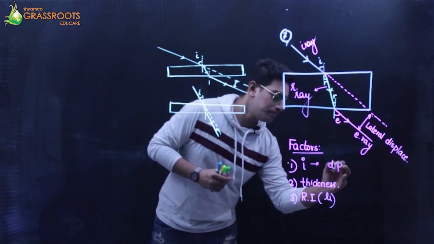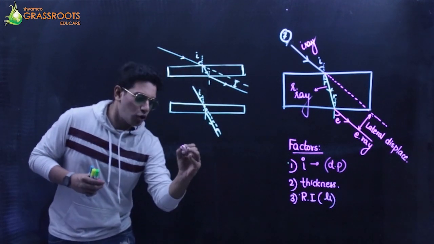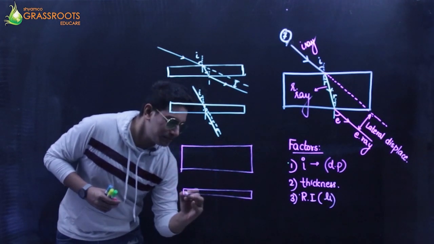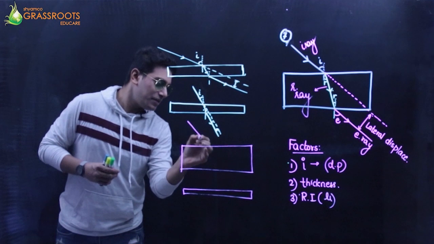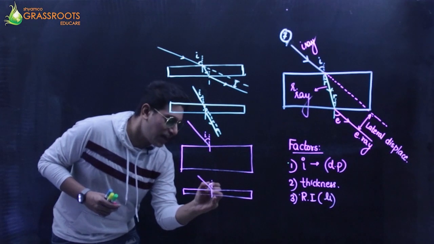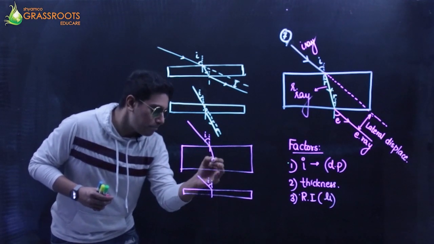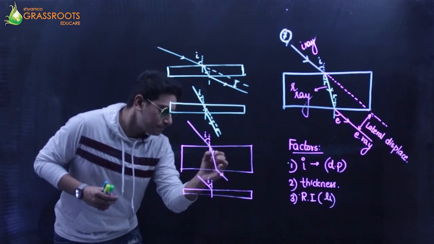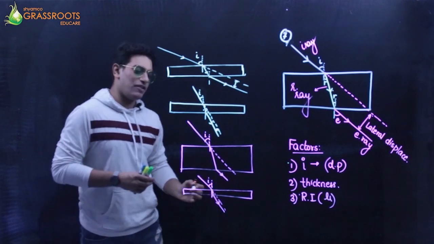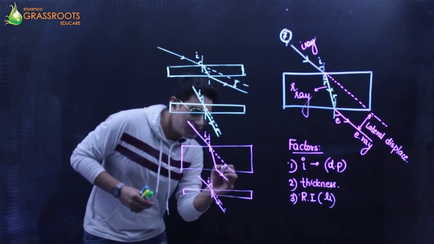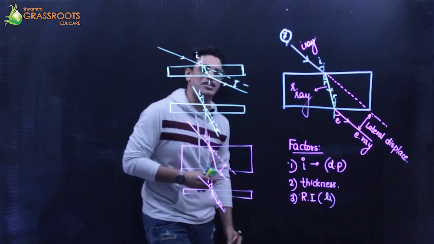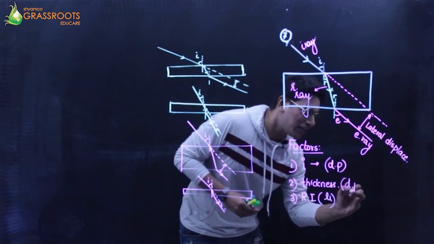Directly proportional. Second, thickness. If I talk about more thickness and lesser thickness, I'm keeping the angle of incidence the same in both cases. No changes in the angle of incidence. Bend, bend. Bend, bend. So I can say from here, the more the thickness, the more is the deviation, the more is the bending. The less the thickness, the less is the deviation, the less is the lateral displacement. So I can say it is directly proportional.